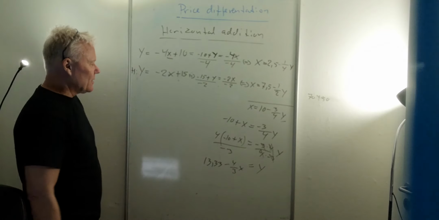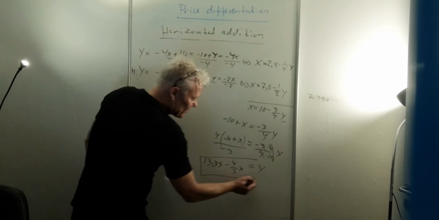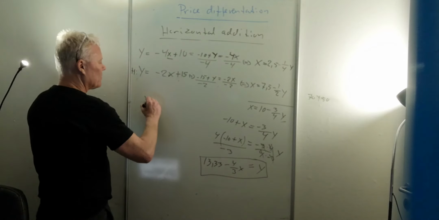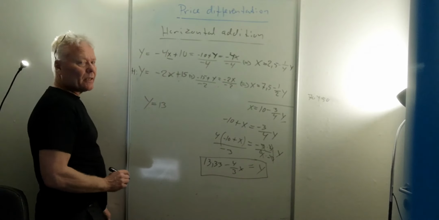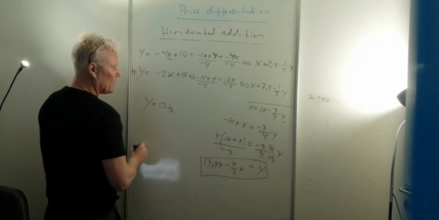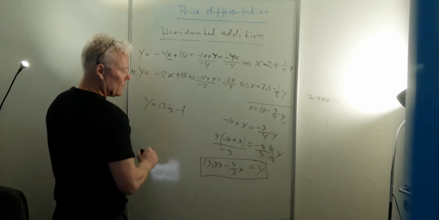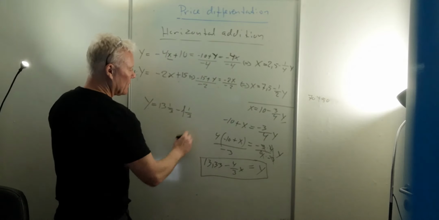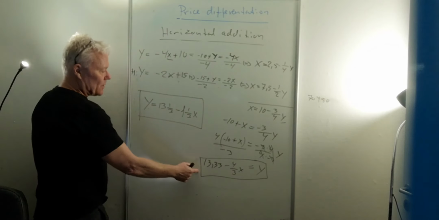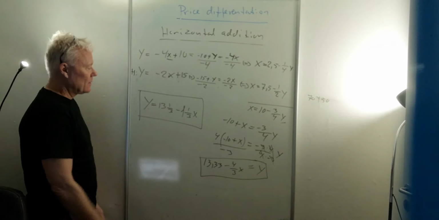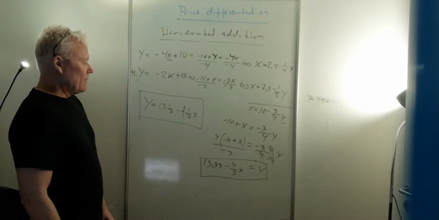So that's the answer. If you want to rewrite this, you can write it in different ways. A neat way to express it is 13 1/3 minus 4/3 x. But this one is quite as good. I don't care which one you choose. Okay, that's it.